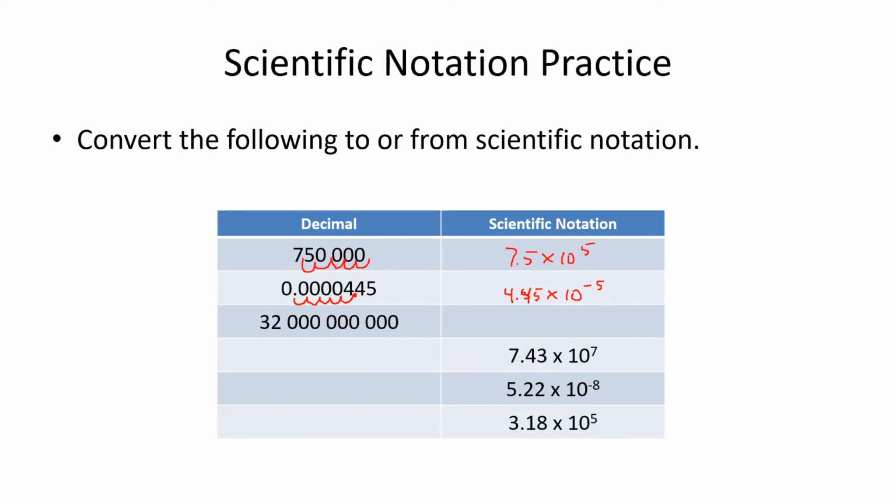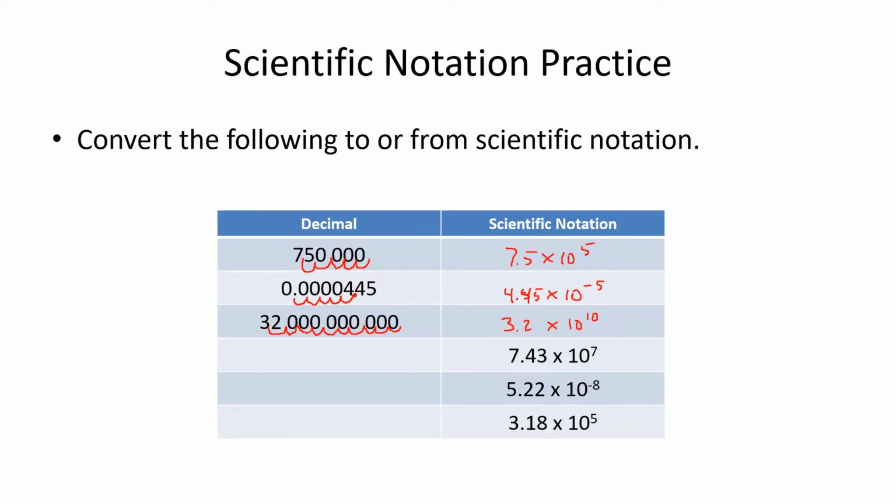So for really small numbers, if you move the decimal to the right, you'll get a negative value, and if you move it to the left, for big numbers, you get a positive value. So here's another big number. We're going to move the decimal 1, 2, 3, 4, 5, 6, 7, 8, 9, 10 spots. So this is 3.2 times 10 to the 10.